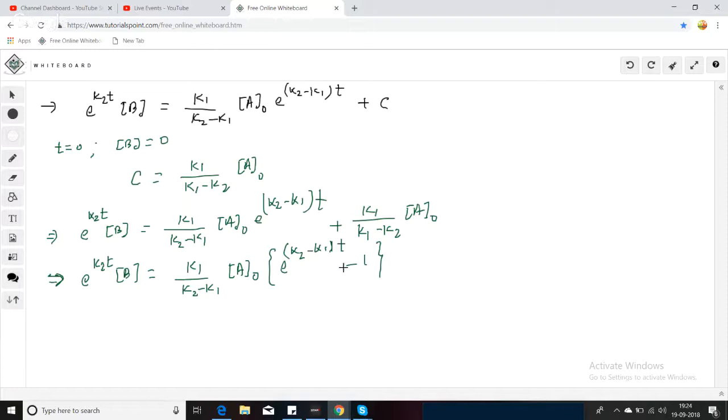Correct. So when you divide both sides by e to the power k2t, this common expression will be the same. It won't change, right? And e to the power k2t we will take inside the bracket. So this k2t and k2t will get cancelled if you do this. Yes or no? Yes, sir. We get e to the power minus k1t minus e to the power minus k2t. That is it. This is the expression of B we have.